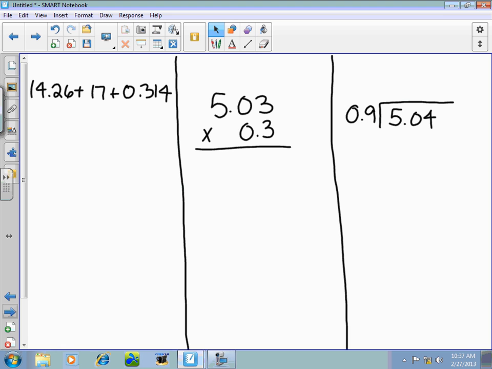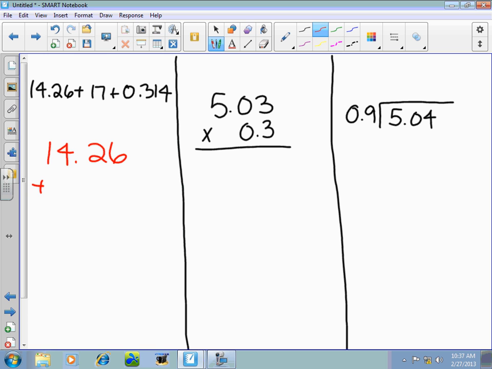When you add and subtract decimals, you want to make sure that you line up the decimals. You kind of do a little dot to dot. So let's start. 14.26 plus 17. 17 is a whole number, so that means that decimal is right there. So 17.00, fill in those empty places with zeros. Then you line up that last decimal.